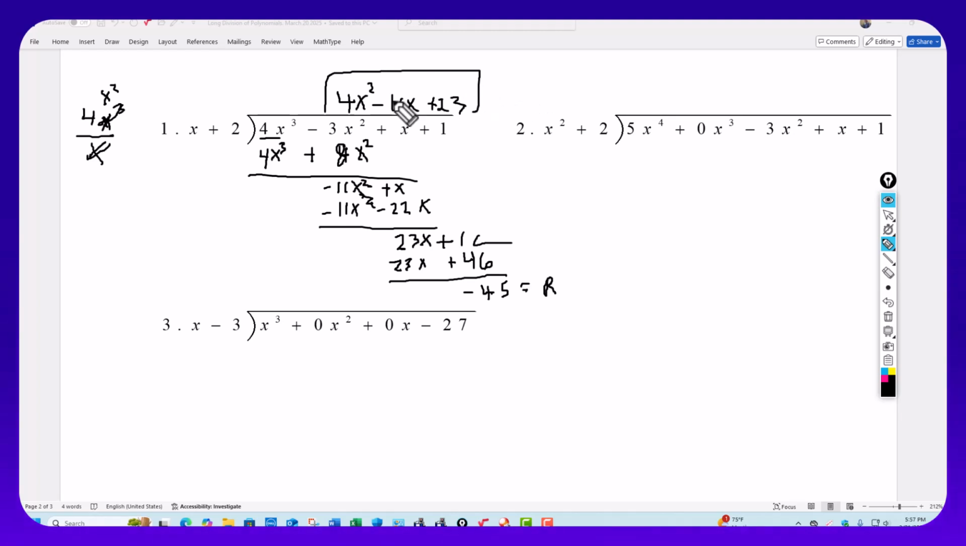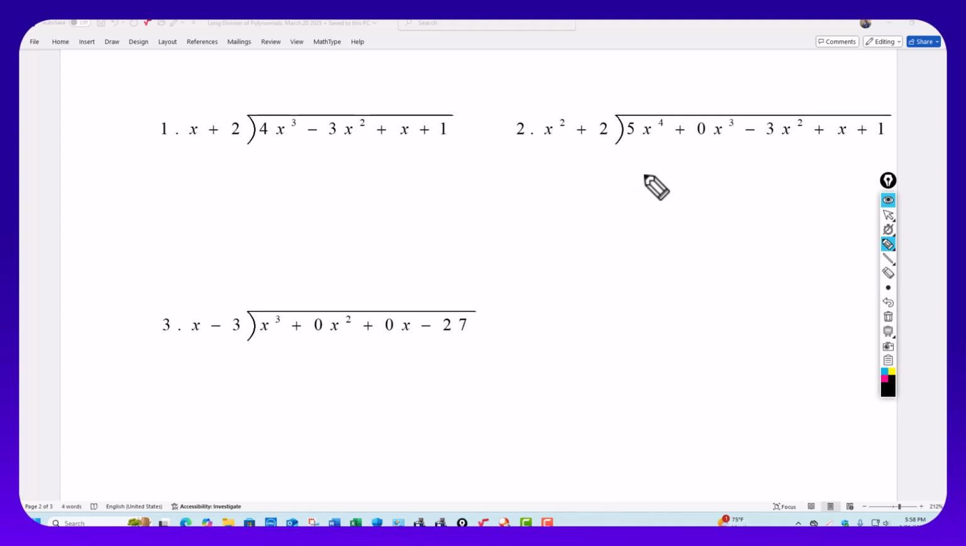Or I can give the answer this way: 4x squared minus 11x plus 23, and then it's plus whatever the remainder is, in this case minus 45, over the divisor. This is the more formal method to give. You give your quotient, 4x squared minus 11x plus 23, plus the remainder, in this case negative 45, over the divisor. And this is the more formal way to give the answer.